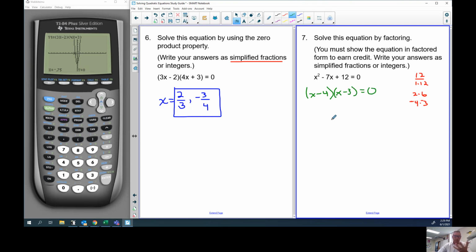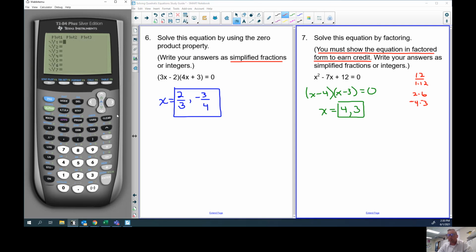And then, now that I've factored it, I can use the zero product property to solve it, and x could be 4 or 3. Solving by graphing would have been a great way to do this, but that's why I put in here that you must show the equation in factored form to earn credit. We'll graph it. Why not? We can graph all this stuff. So x squared minus 7x plus 12. Hit the graph button.